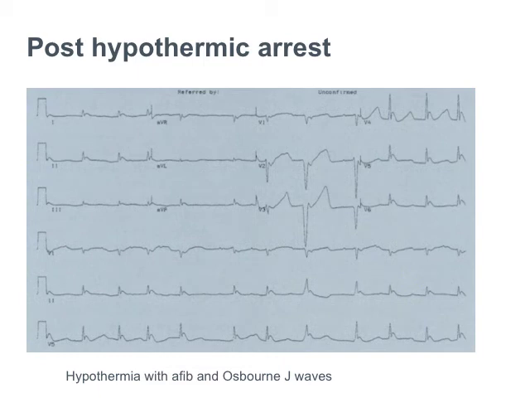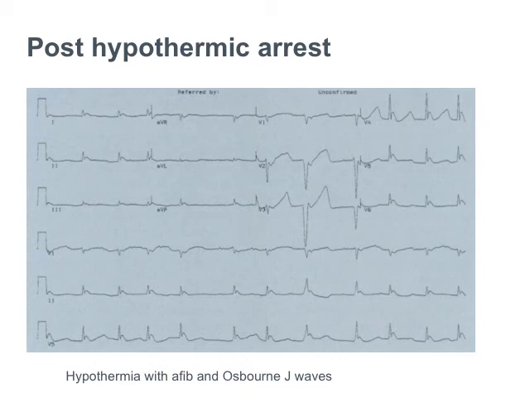So in this case of hypothermia, you see a couple of things. First of all, notice that the rate is irregularly irregular, and there are no P waves that you can see. So this patient's actually in atrial fib, a slow atrial fib, which is not surprising. And the ST segment changes that we're seeing are what we call Osborn J waves.